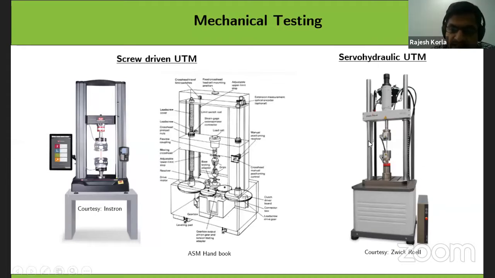This actuator and all those things can operate much faster as compared to a screw-driven machine. These hydraulic machines are much more robust and also much more expensive, and you can operate at strain rates up to 10⁻⁴, and we can also do fatigue loading in these hydraulic UTM machines. I think here the actuator is up, not down. So this is stationary, this is the mover. This is connected to the power pack in this machine. This is how we distinguish between the screw-driven and the hydraulic-driven machines.